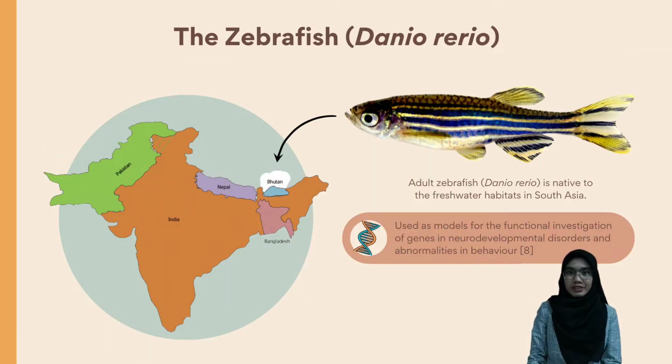Moving on to the zebrafish. It is a freshwater fish native to South Asia, mainly in India, Pakistan, Bangladesh, Nepal, and Bhutan. They are a popular aquarium fish that many people don't know about their other capability of becoming a model organism. This fish has been used as models for the functional investigation of genes in neurodevelopmental disorders and abnormalities in behavior.